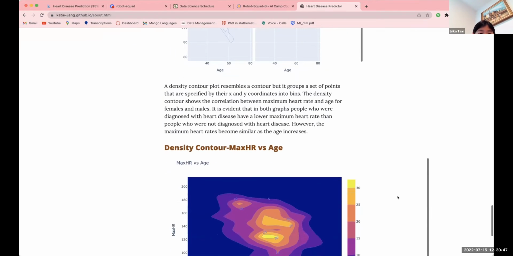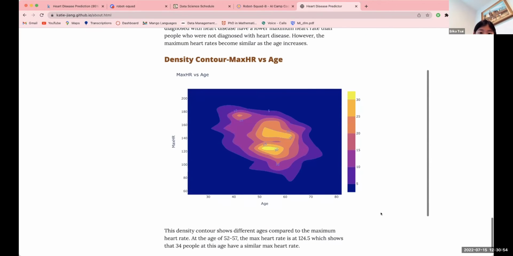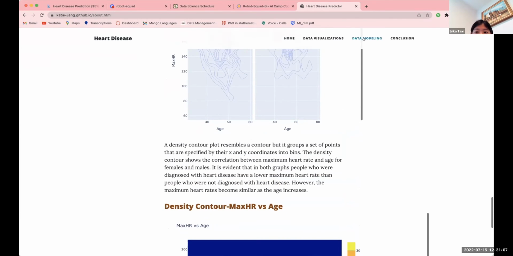The next one is also a density contour that compares maximum heart rate versus age, just not differentiated by sex. In the bright yellow area, at the ages 52 to 57, the maximum heart rate is 124.5, which shows that 34 people around this age have a similar maximum heart rate. That's it for data visualization. Next up is data modeling.